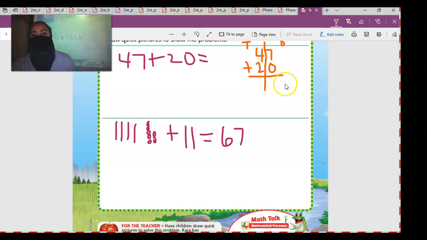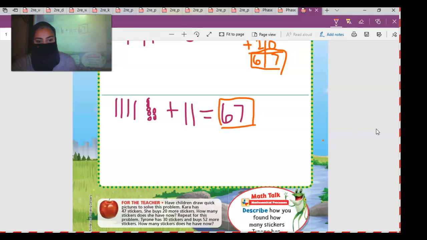Whenever we add like this by lining the numbers up, we always start adding the ones place first. So 7 plus 0 is what? 7. If I have 7 apples and I have 0 more, then how many do I have? 7. I still have 7 apples. The number didn't change. And now I do the tens place. What's 4 plus 2? 6. You see how you get the same answer both ways? That's what I meant by some people find it easier to do this way, some people find it easier to do it this way. Either way is right. Either way, you get the right answer. And always box your answer. Do you understand? Okay, let's try it again with a different set of numbers.